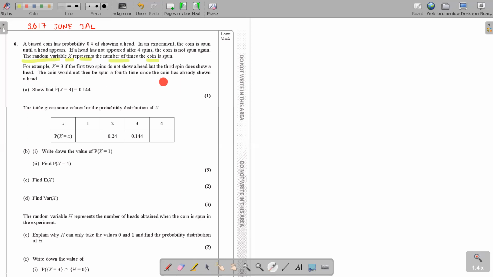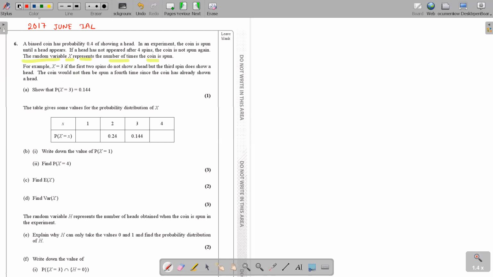However, there is a limit to this. Sometimes you might be spinning and you might not get a head at all. In that case, the maximum we are going to go is 4 spins. We are not going to go more than 4. Even if all the 4 times you get tails, that's it, game is over. Once you get the head, the coin would not then be spun the 4th time. Show that the probability X equal 3.